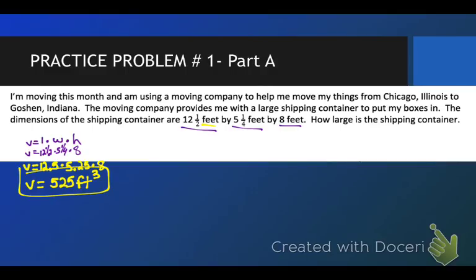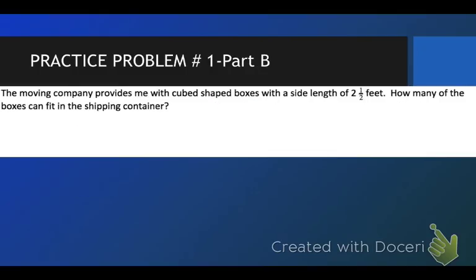Let's move on to part B. The moving company provides me with cubed shape boxes with a side length of 2.5 feet. How many of the boxes can fit in the shipping container? Once again, this says it's a cube. If you think about it, a cube looks like this. This is really kind of an ugly drawing, but those are cubes. We want to know how many of those are going to fit in our giant shipping container that's like this.